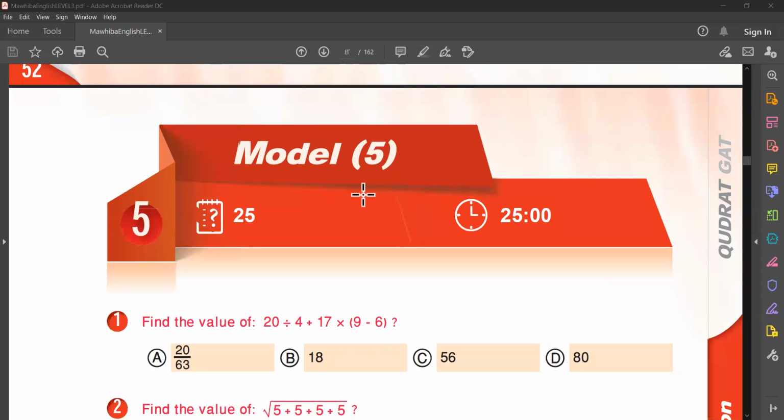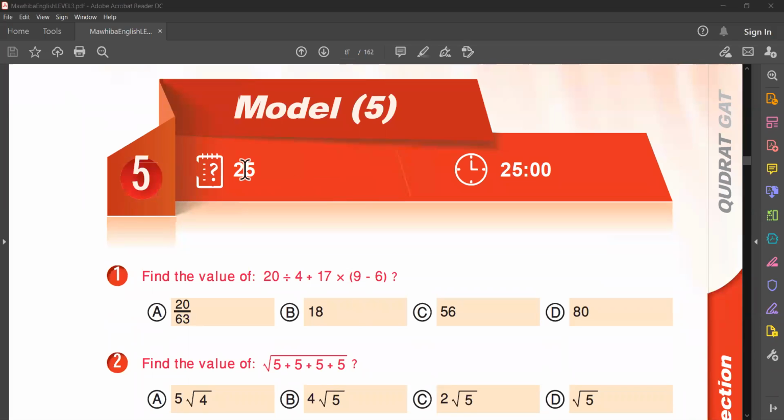So now we will take model 5. I want you to pay attention to solve the problems. Number 1, we have question number 1. Find the value of 20 divided by 4 plus 17 times 9 minus 6.